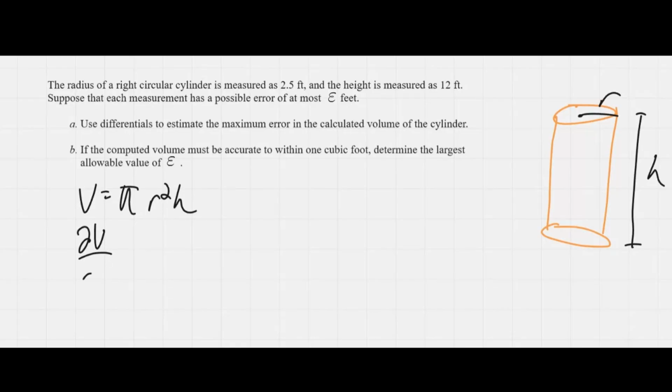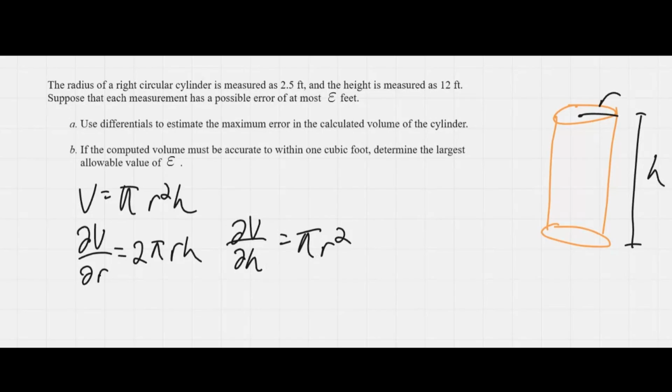So del V over del r, the partial derivative of V with respect to r, that's just going to be 2 pi r h. Treating pi and h as constants, we know that the derivative of r squared is going to be 2r, so our partial derivative of V with respect to r is 2 pi r h. And then the partial derivative with respect to h is just going to be pi r squared, because when we're treating h as the changing variable, pi r squared is constant.